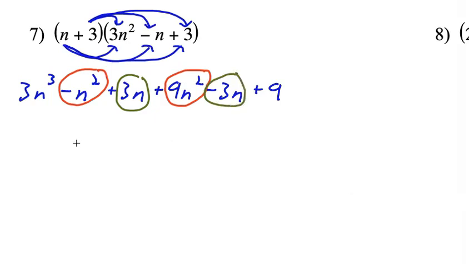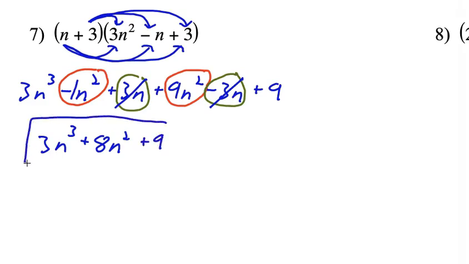All right, let's write our final product. So we have 3n to the third power. Combining our like terms, that makes 8n squared. We understand there's a 1 here. So it's negative 1n squared plus 9n squared, which is 8n squared. And then 3n minus 3n, well, those cancel each other out because they're opposites. And then the plus 9 tags along. All right, so we found the product of that binomial multiplied by the trinomial.